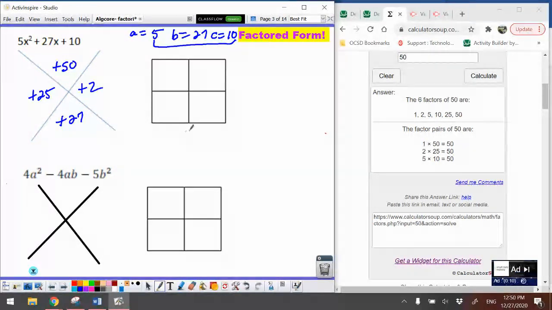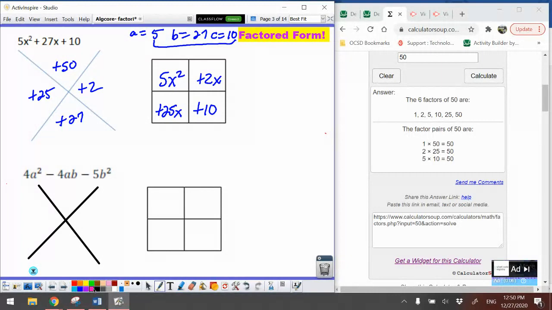Okay? So when I fill in my box, the A term goes here. Remember, the C term goes here. And then 25x and 2x. And now I need to divide out a common factor. Okay? Divide out a common factor. And we're always going to start with the smallest number. And then we may go up or we may go down depending on what we know about the numbers.